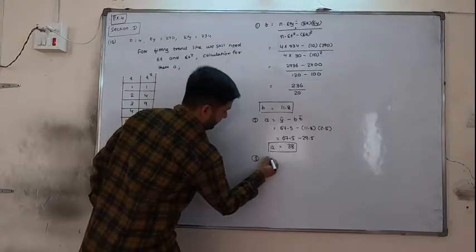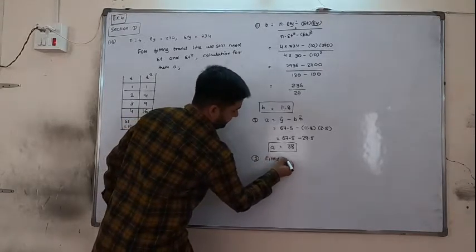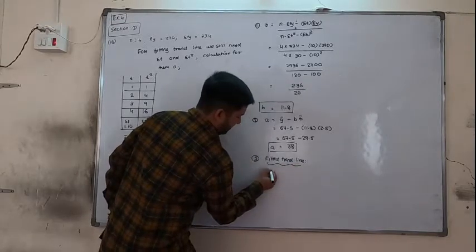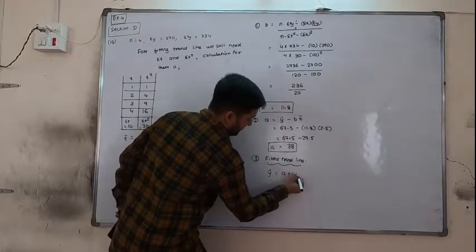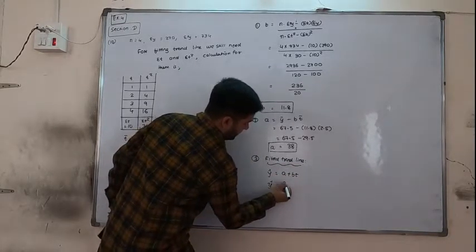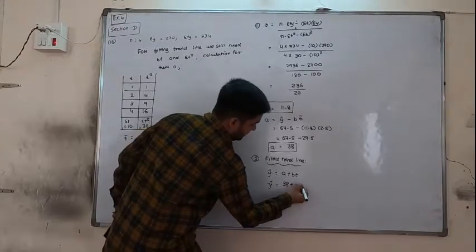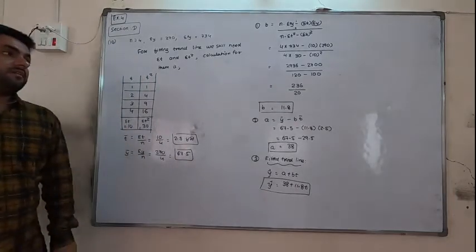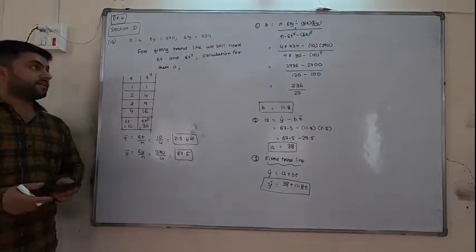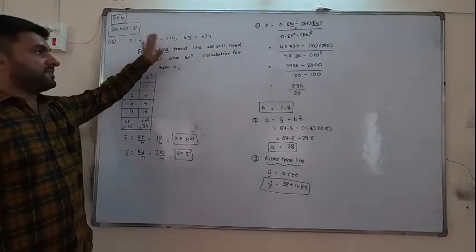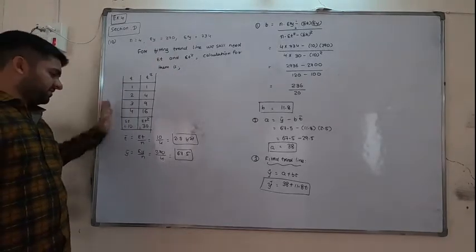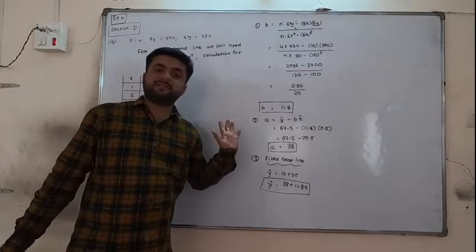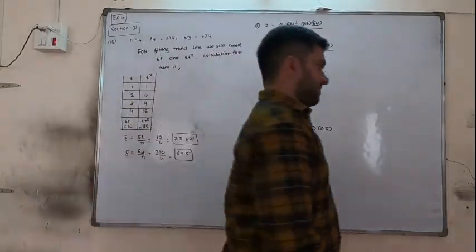Third step, fitted trend line. Y cap is equal to A plus Bt. Y cap is equal to 38 plus 11.8t. Estimation is not given. Okay, so this is the sum. This information is given. We don't have these two things, so we found t bar and y bar, and accordingly three steps because estimation is not required.